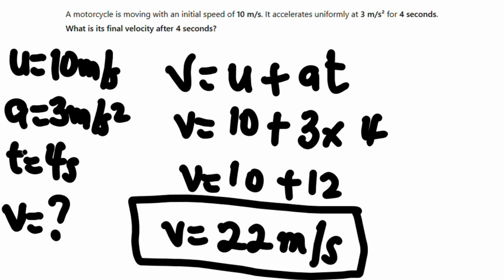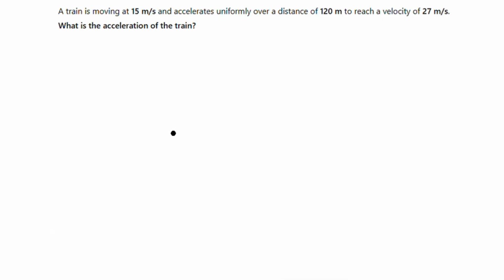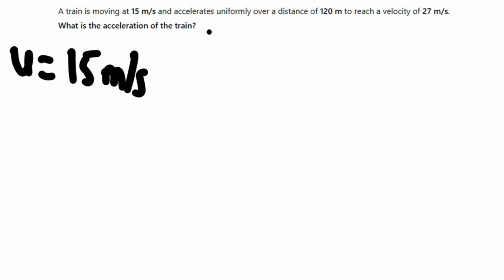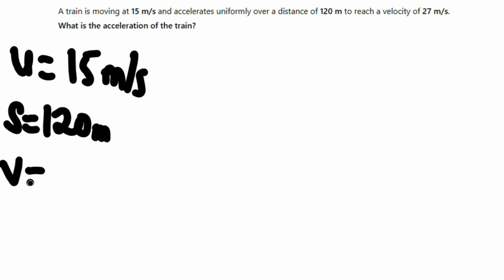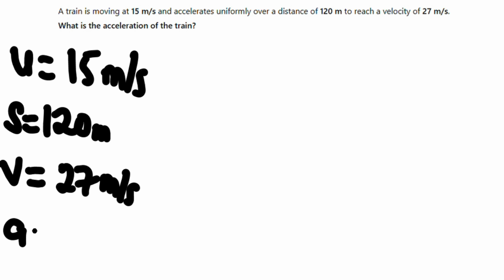Okay, so that's good. We find the parameters, and then the parameters will guide us to know which equation to use. They say a train is moving at 50 meters per second. So they give us u is equal to 15 meters per second, and accelerates uniformly over a distance of, so s equals 120 meters, to reach a velocity of 27 meters per second. To reach, meaning that will be the final velocity, 27 meters per second. What is the acceleration of the train? They are looking for a, right?